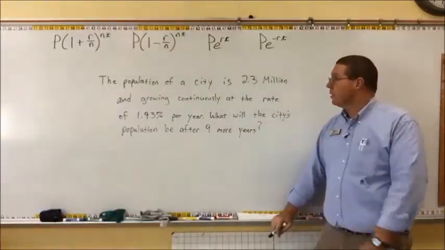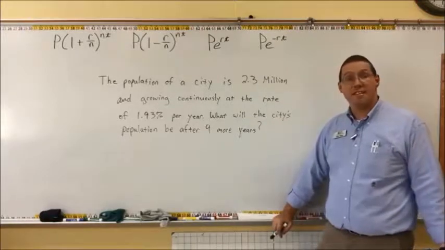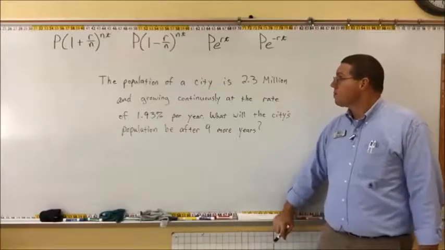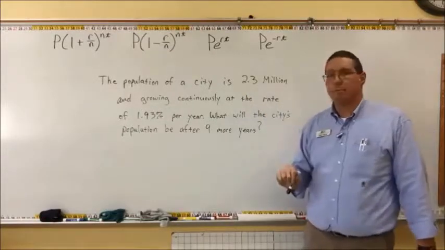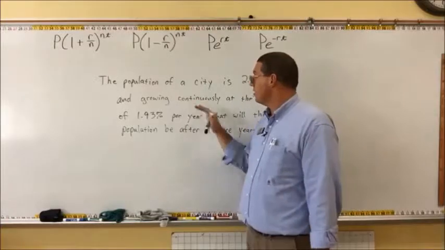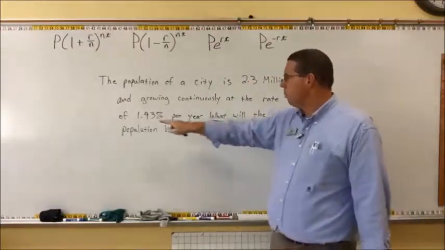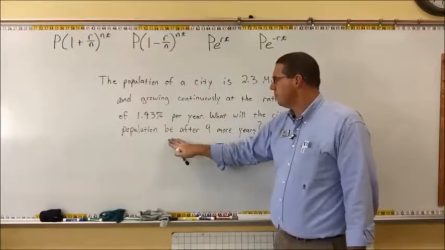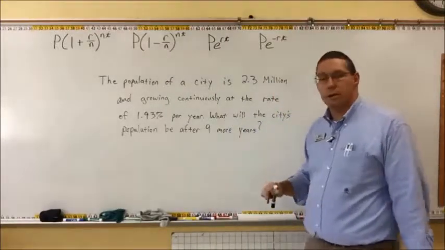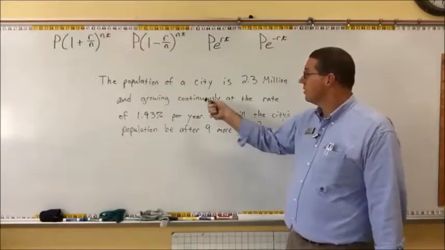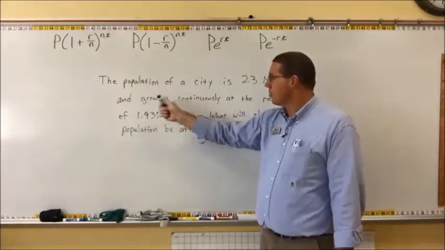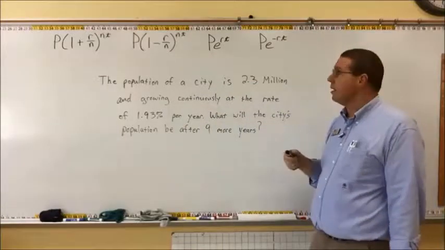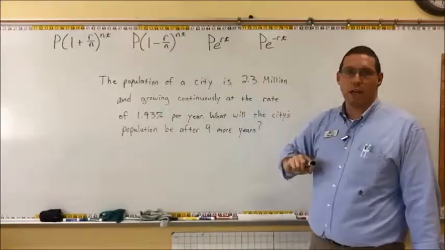All right, we've got the situation. We got the population of a city. It doesn't matter what city it is. There's some city out there, and its population is 2.3 million people and growing continuously at the rate of 1.93% per year. What will the city's population be after 9 more years? All right, well, we've got continuous growth, which means the continuous growth formula, which is the PERT formula, P times E to the power of R times T.